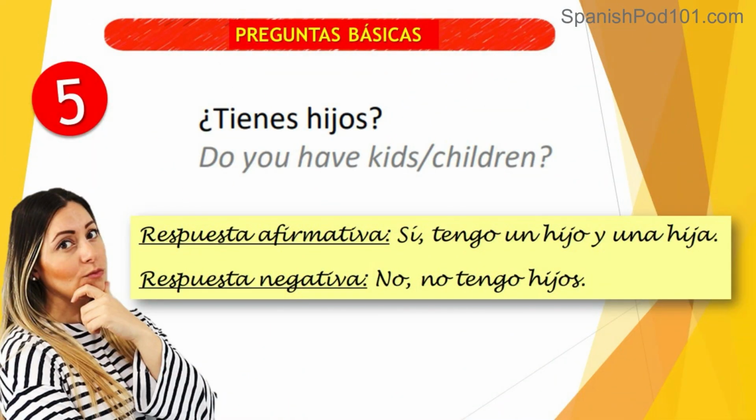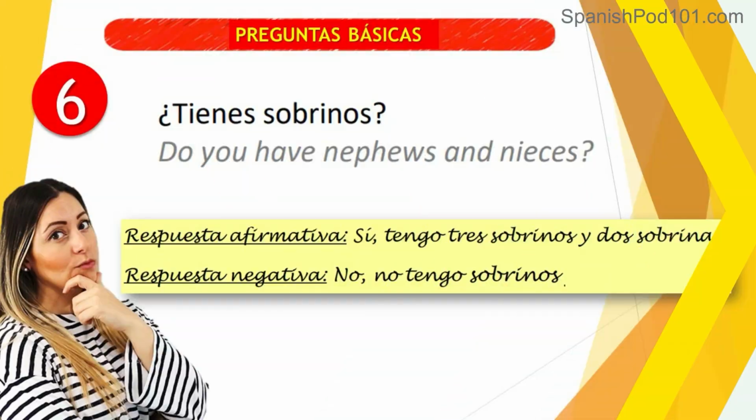Pregunta número 5. ¿Tienes hijos? Sí, tengo un hijo y una hija. No, no tengo hijos. Pregunta número 6. ¿Tienes sobrinos? Sí, tengo 3 sobrinos y 2 sobrinas. So remember, sobrinos is going to be nephews and sobrinas nieces.